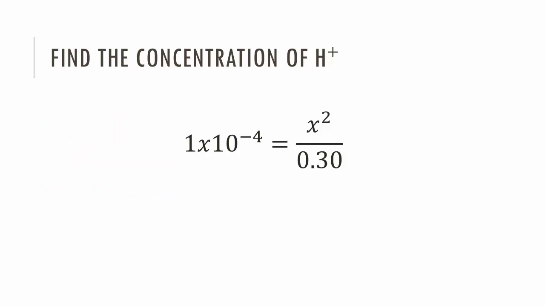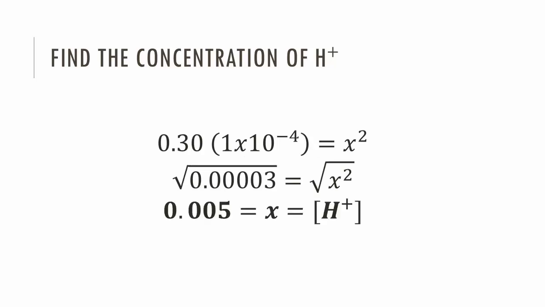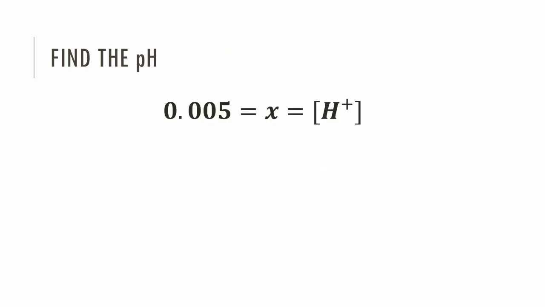Then we can solve for the value of X. We multiply the constant by the concentration of HA and then take the square root. We get a value for X, the concentration of H+, of 0.005. To find the pH, we enter this value into the following formula and simply calculate negative log 0.005, which gives us a pH of 2.3.